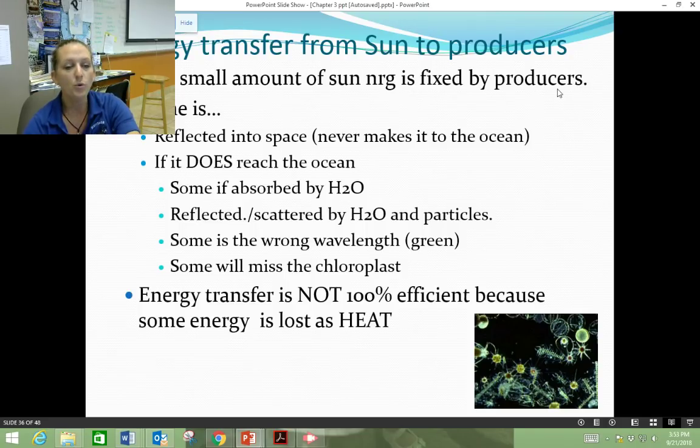Okay. Only a small amount of the sun's energy is fixed by producers. One second while you're writing this.